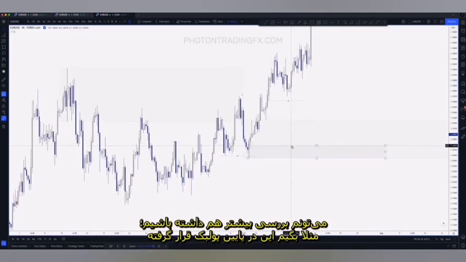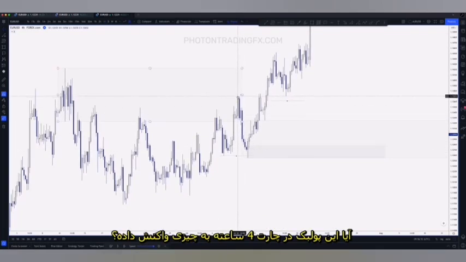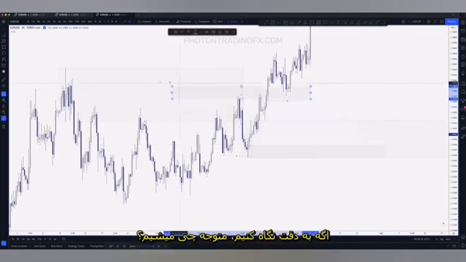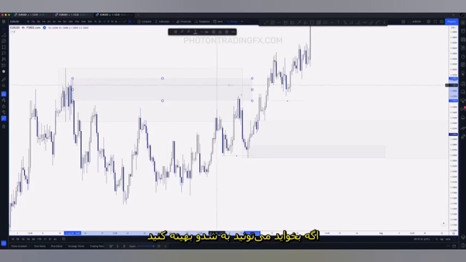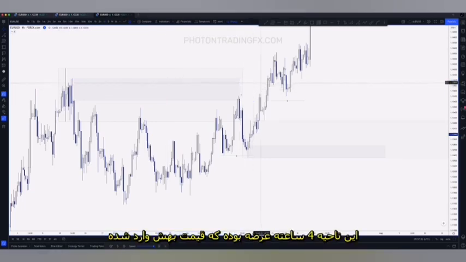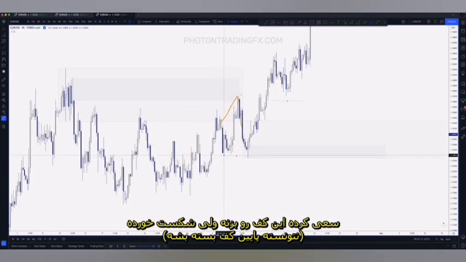Now you can investigate a little bit further. This is at the bottom of this pullback here. Did this pullback react from anything on the 4 hour chart? If we look across, we have this supply zone up here. You can refine it to the wick if you want to. That was 4 hour supply. Price came into it, it reacted, and it tried to do its job. It tried to make a lower low and break this low, but it failed to close below that low.